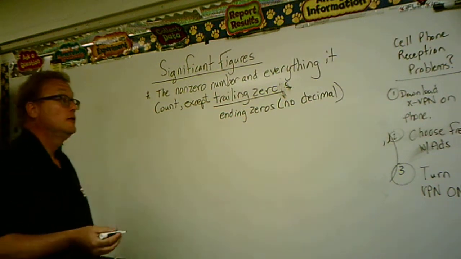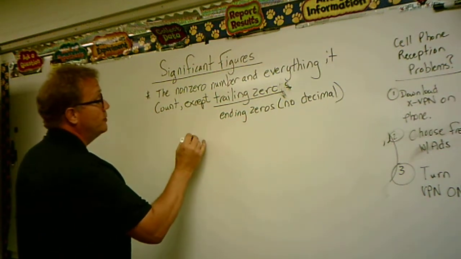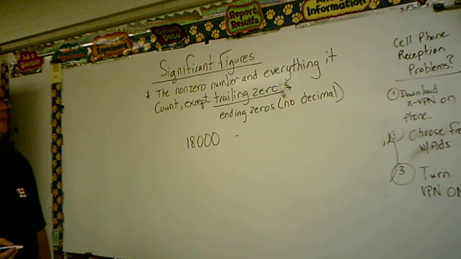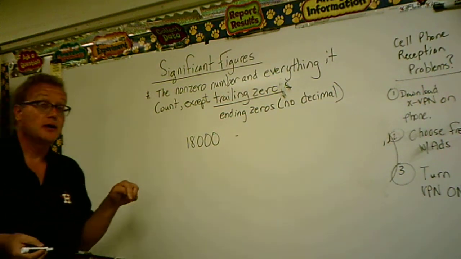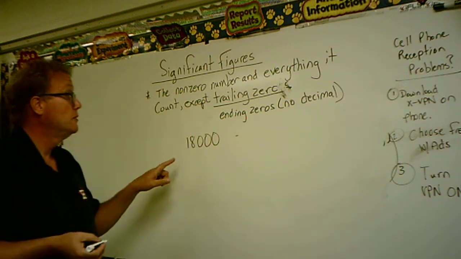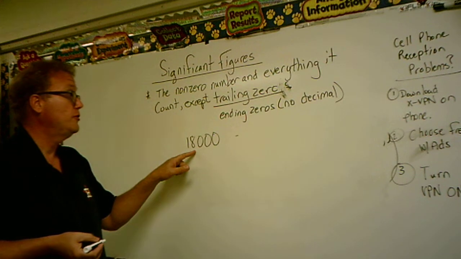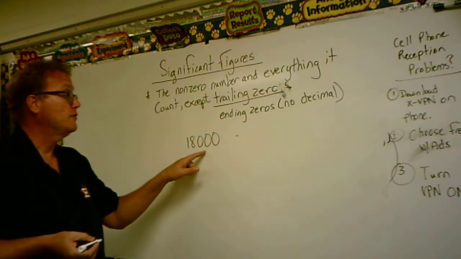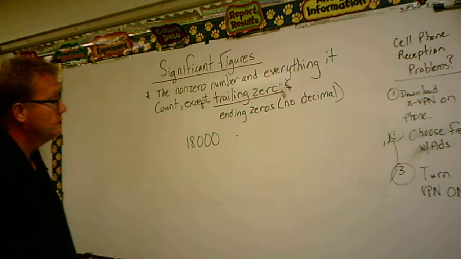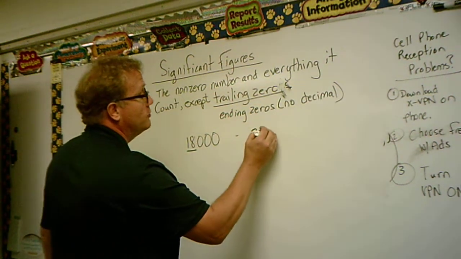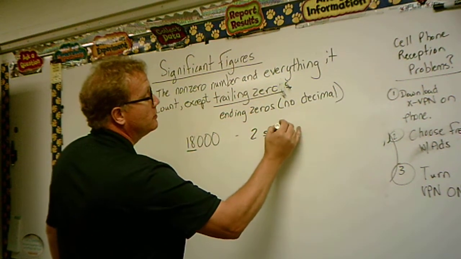So let's say I have this number. Well, we look at these things, we start counting. I'm going to go through the process of it. Well, there's my non-zero number. So I go 1, 2. These ending zeros have no decimal point. So the only two numbers I'm going to count are here. So this is called two significant figures.